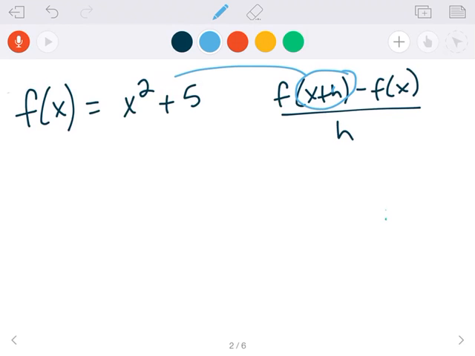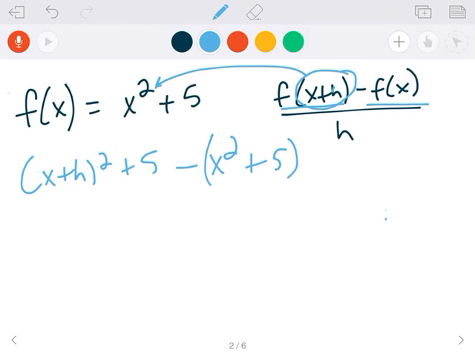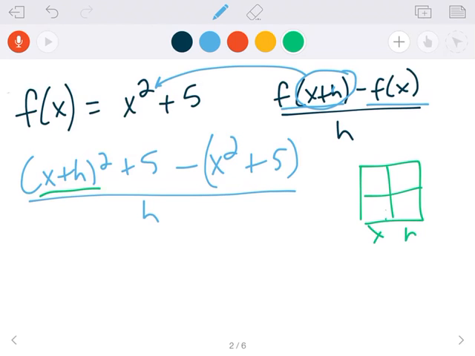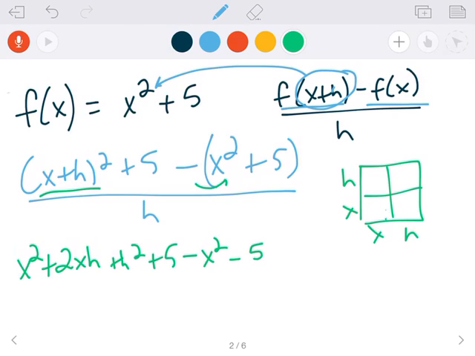X plus h gets substituted in for x, so we have x plus h squared plus 5 for this first part, and then we're going to subtract f of x, which is x squared plus 5. We're going to subtract all of that, all over h. If we want to simplify the top, we're going to multiply out the x plus h in an area model, and when we do that, we get x squared plus 2xh plus h squared, and we still have plus 5, and we're still subtracting x squared and subtracting 5. I just distributed that negative sign there, all over h.